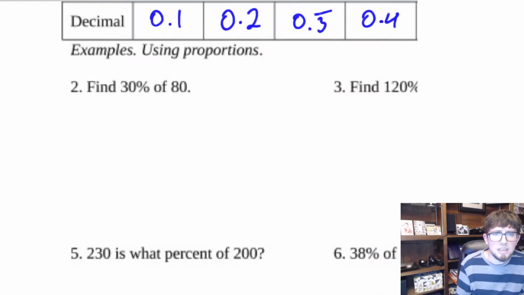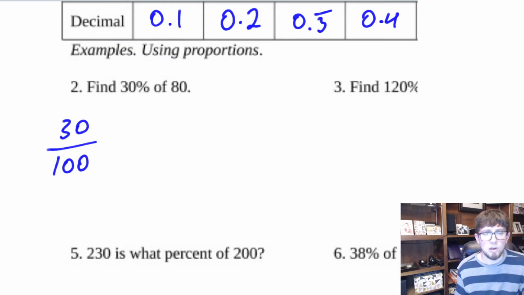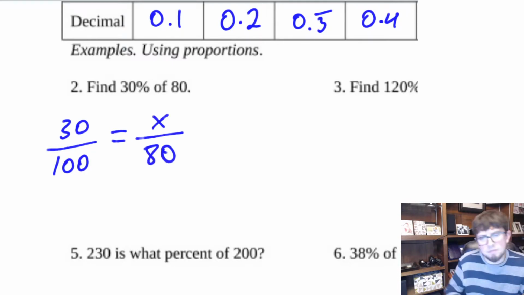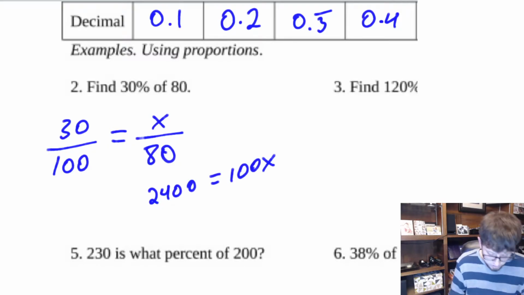So let's try to set these up as proportions. If we're going to find 30% of 80, we can use a proportion. 30 out of 100, sorry, got a little zero happy there, 30 out of 100 is equal to what number out of 80? This is the same thing as taking 30%. You can solve it using a proportion. If we cross multiply, we'll get 2400 is equal to 100x. If you divide by 100, you get that 24 is equal to x.